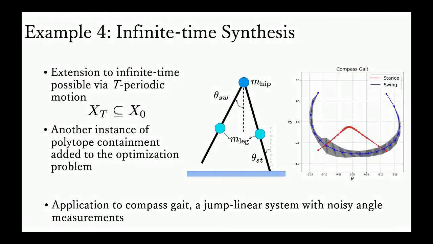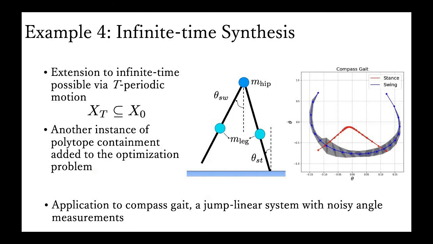As our last example, we consider extension of our finite time synthesis work to infinite time synthesis. If our system is t-periodic, which means the dynamics repeats itself after time t, then if we can get a controller such that our initial state gets to itself or shrinks itself after time t, which can be cast as the set of states at time t being a subset of the set of states at time 0, which becomes an instantly polytope containment problem added to the optimization problem.